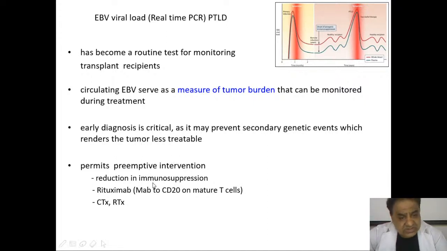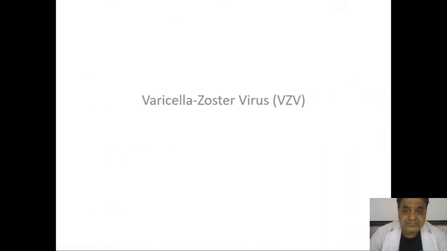Reduction of immunosuppression is very important. Rituximab, the antibody to CD20, which is used by the virus to enter, is used. It's a monoclonal antibody inhibitor. Rituximab is used, and chemotherapy and radiotherapy primarily for the tumor are important.